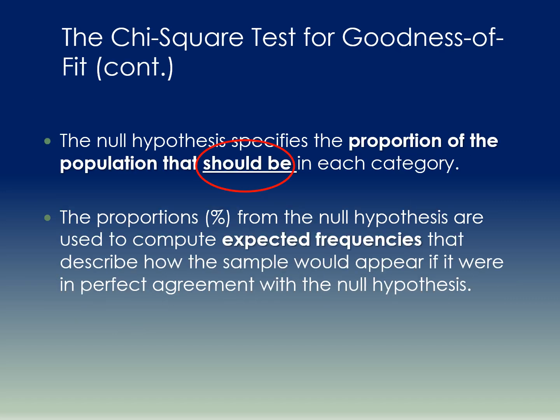That's where the null hypothesis shows up, right? The null hypothesis specifies the proportion of the population that should be in each of these specific categories, or each one of the levels of the independent variable. That's the expectation. So again, we compare the proportionality of what should be with the null hypothesis to that which we actually observed.